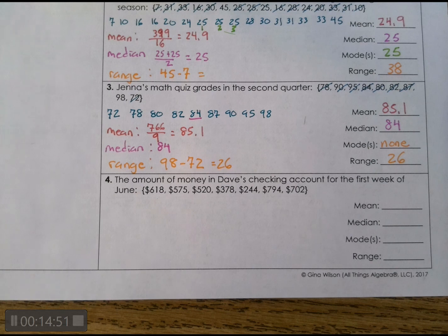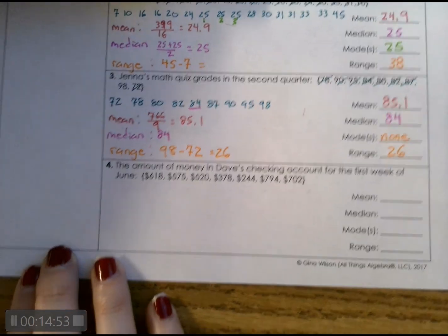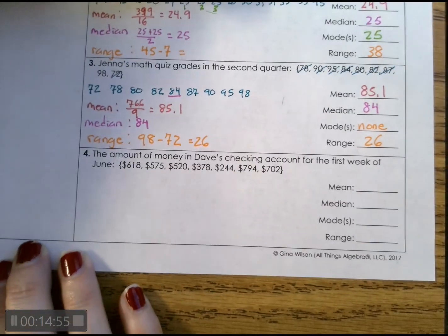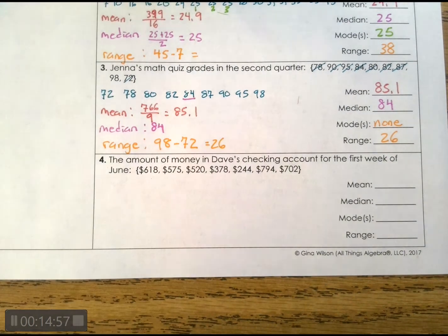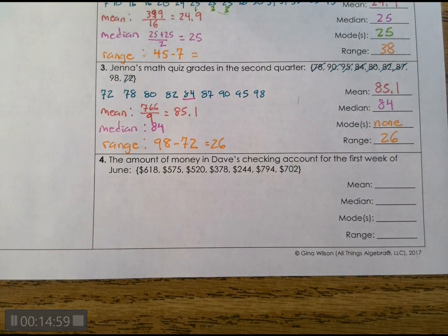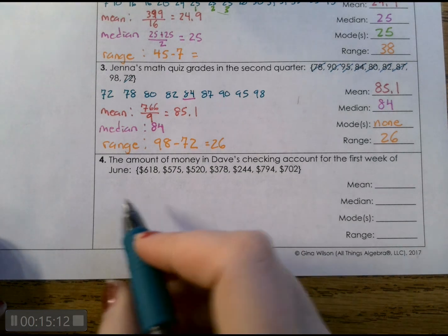Alright, last one on this page before we move to the back. There we go. I'll keep 3 up there. Alright, the amount of money in Dave's checking account for the first week of June. Alrighty. So then we are going to put them in order from smallest to largest.